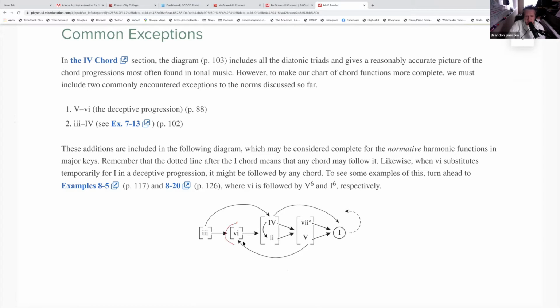The 6 can go to the 2. The 2 can go to the 5. And the 5 can go to the 1. And the 1 can go wherever it wants, including the 6. So the piece we're looking at right now goes from a 1 chord to a 6 chord, to a 2 chord, to a 5 chord, and it follows this pattern.